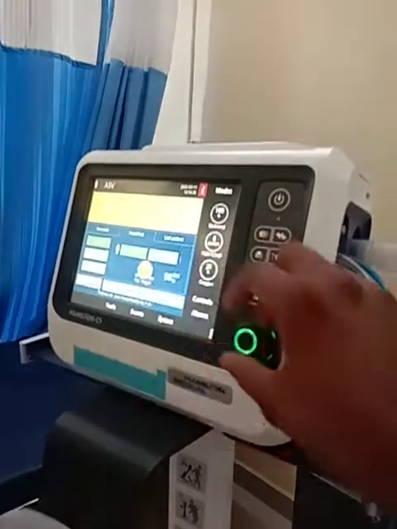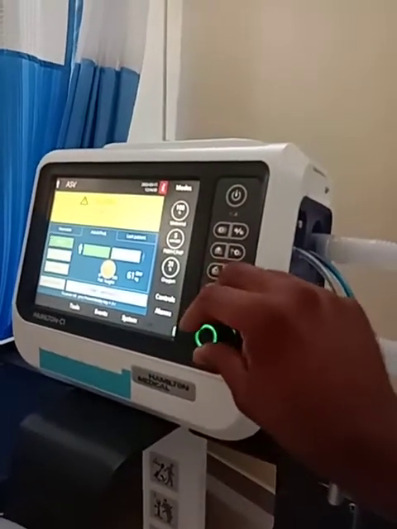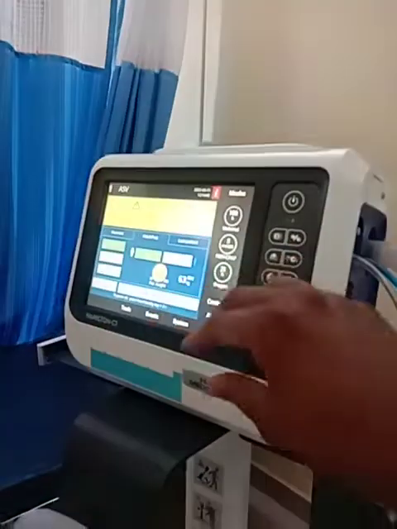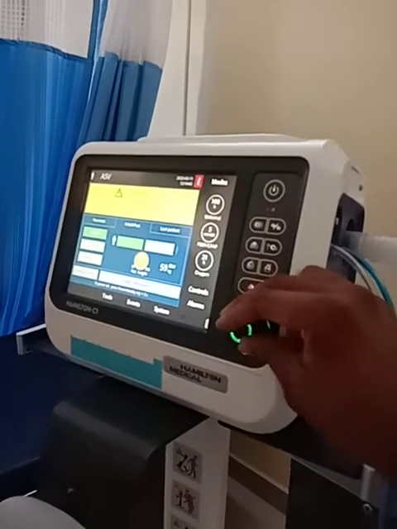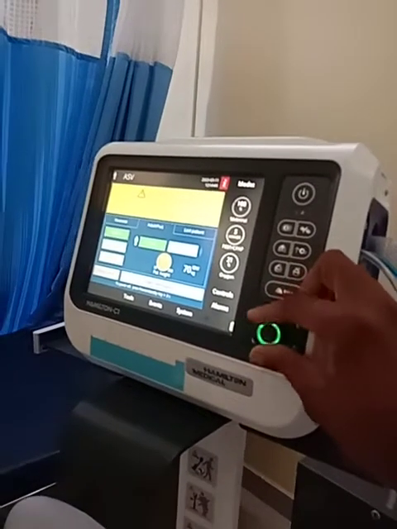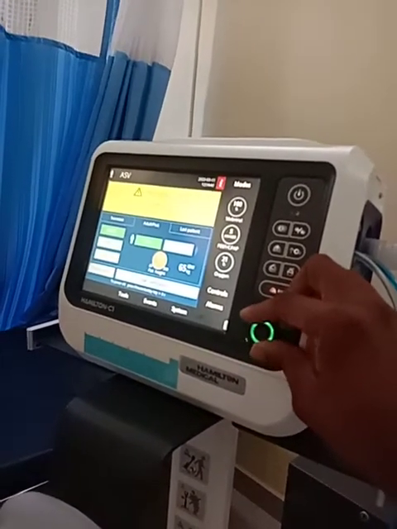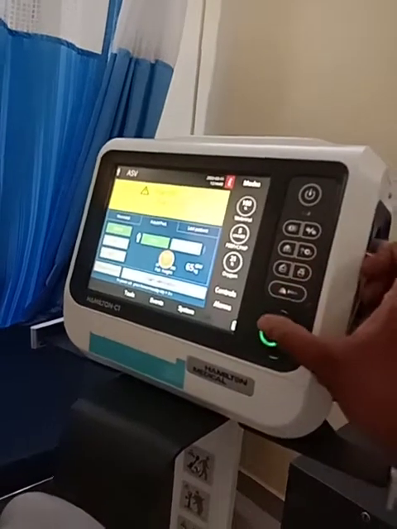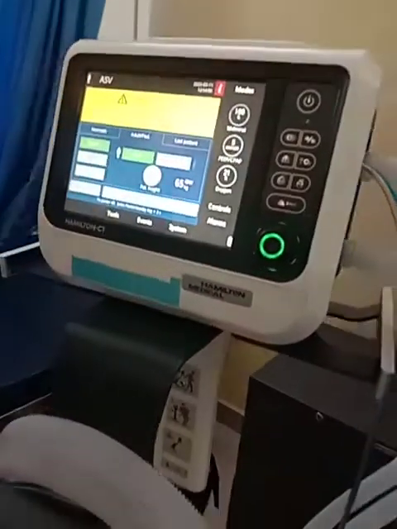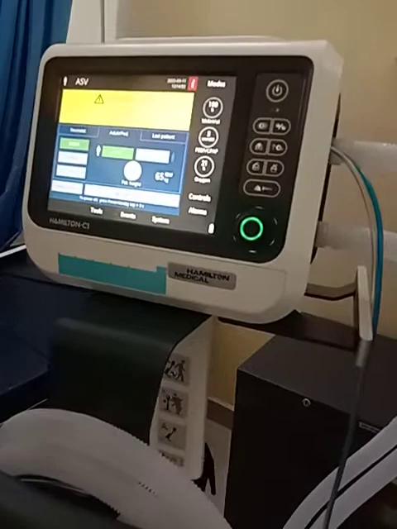Keep it to less. 170. Yes, sir, because most of them are of our height only. Yes, 190 is like Amitabh Bachchan. Yes, correct, sir. You can keep it at 170 or whatever you require. I'll keep my height. Yes, sir, 168. So which should give you 65 ideal body weight.